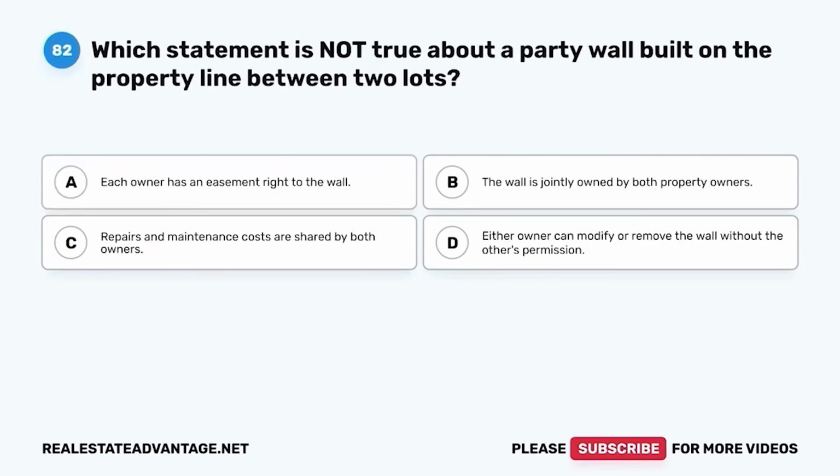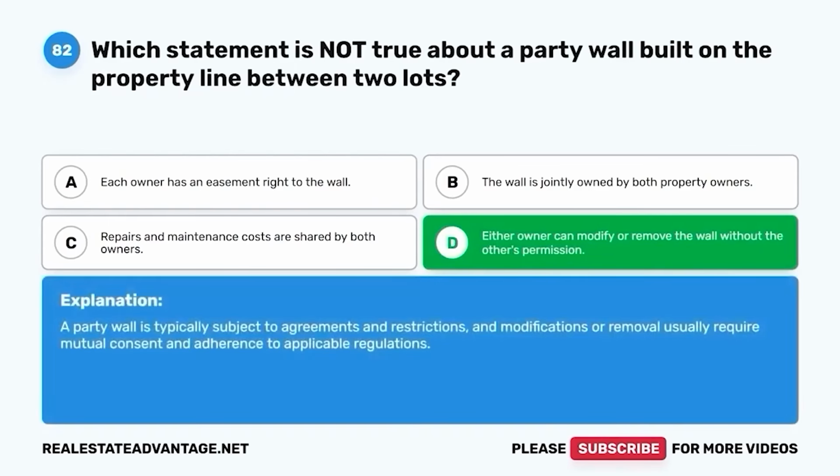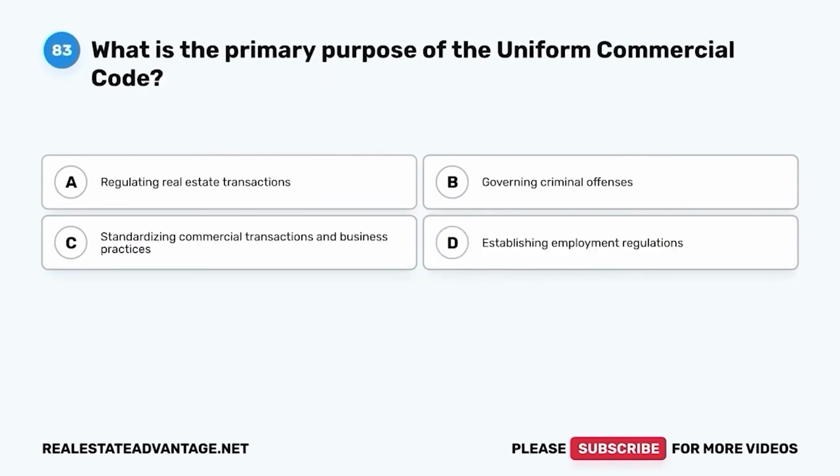Question 82. Which statement is not true about a party wall built on the property line between two lots? A. Each owner has an easement right to the wall. B. The wall is jointly owned by both property owners. C. Repairs and maintenance costs are shared by both owners. D. Either owner can modify or remove the wall without the other's permission. The correct answer is D. Either owner can modify or remove the wall without the other's permission. A party wall is typically subject to agreements and restrictions, and modifications or removal usually require mutual consent and adherence to applicable regulations. Question 83.